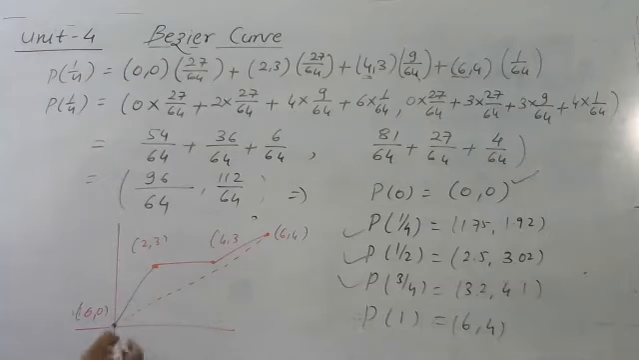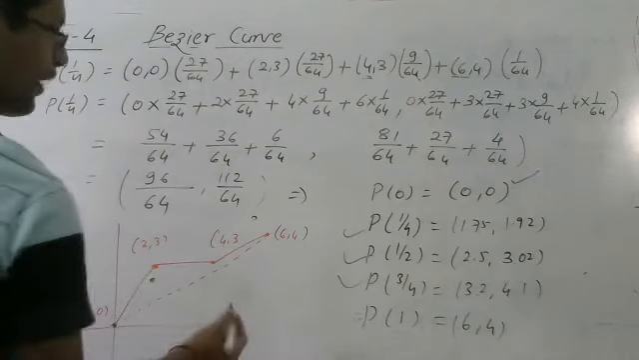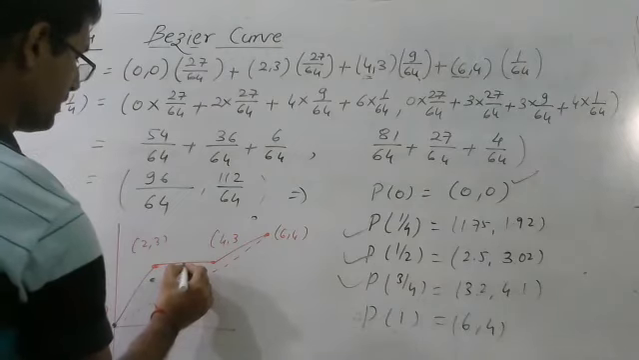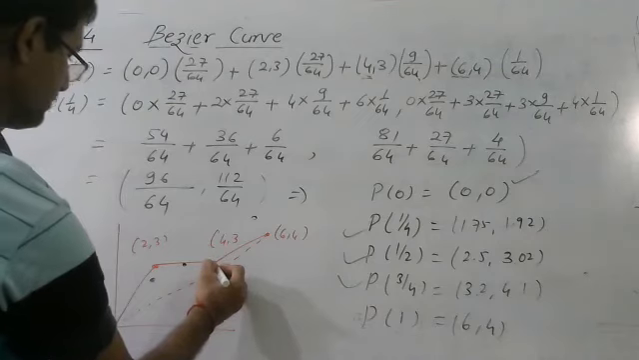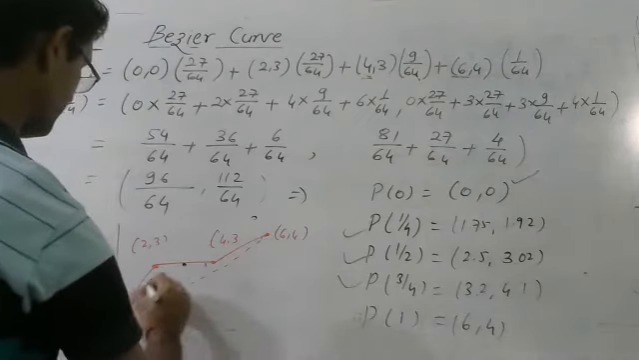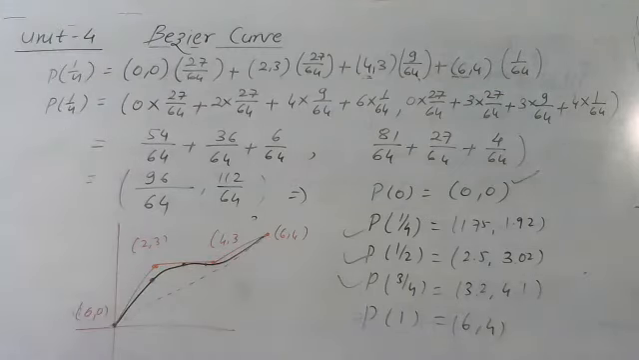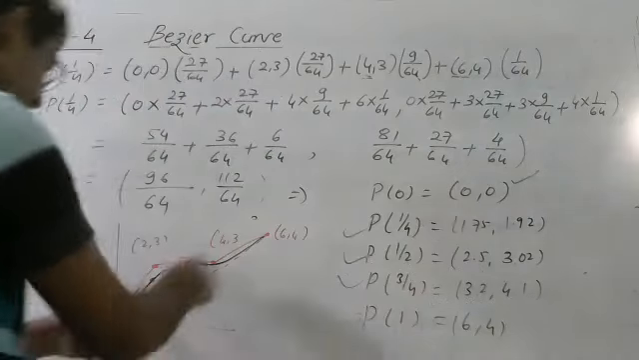Suppose it is 1.7 and 1.9 somewhere here. This is the second point of the curve. Then 2.5 and 3 somewhere here. Then 3.2 and 4 somewhere here. And (6, 4) is here. So this will be the curve. But ensure that all the points of the curve must be inside this convex shape.